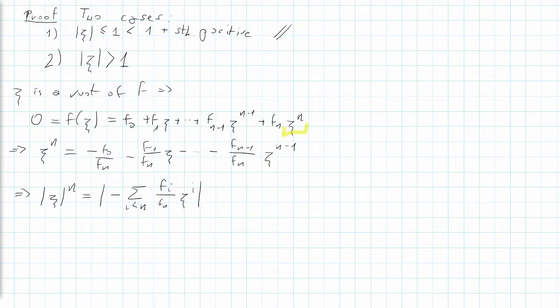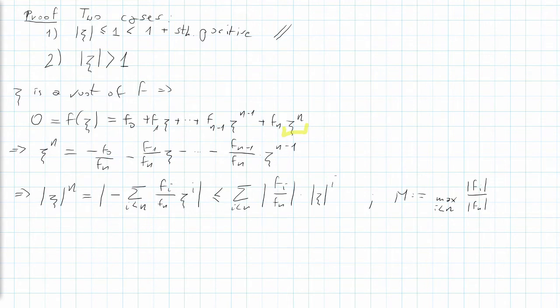So this does not exceed the sum over i less than n of the absolute value of f_i over f_n times the ith power of the absolute value of psi. Now I will denote by m the maximum of these fractions that appears here, so it's |f_i| over |f_n| for i strictly less than n.